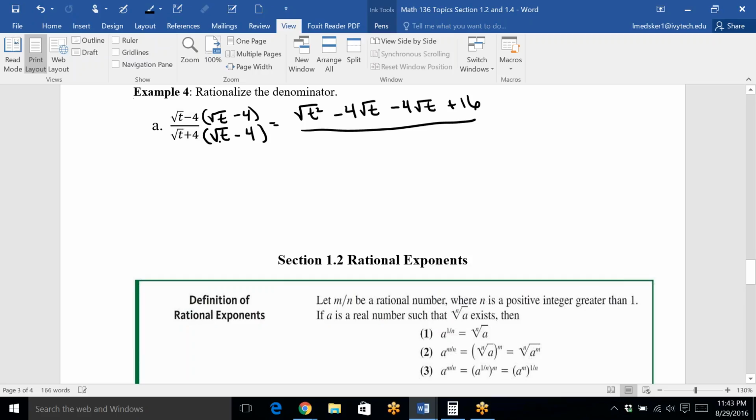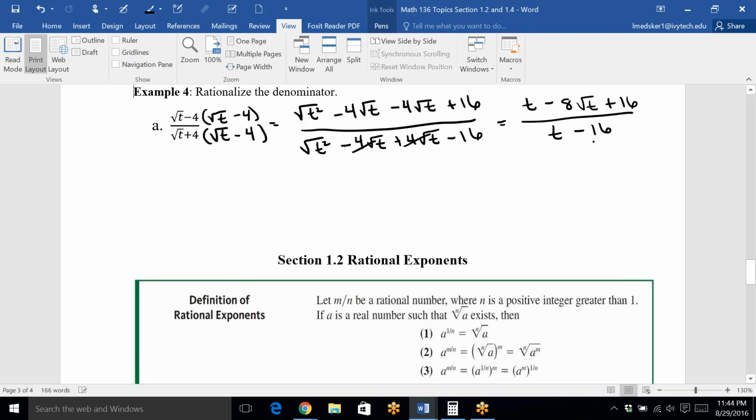On the bottom you get square root of t times square root of t, so that's square root of t squared. Square root of t times negative 4. 4 times square root of t. And 4 times negative 4, so that's negative 16. Notice on the bottom, like terms are canceling, but they don't on the top. The square root of t squared is just t. This would be negative 8 on the square root of t, and then plus 16. The denominator is square root of t squared is just t, and then you have the minus 16.